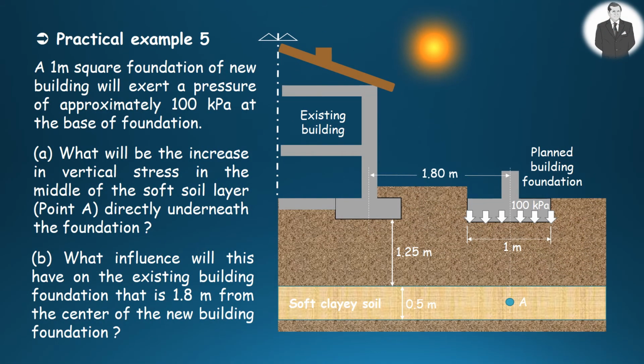Final example to show you how to use the bulb of pressure chart. A 1 meter square foundation of a new building, as shown in the figure, will transmit a pressure of about 100 kilonewton per square meter at the base of the foundation. Accordingly, what will be the increase in vertical stress in the middle of the soft layer at point A, which is beneath the center of the new building foundation?